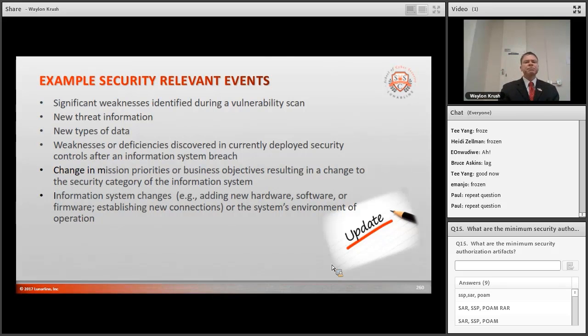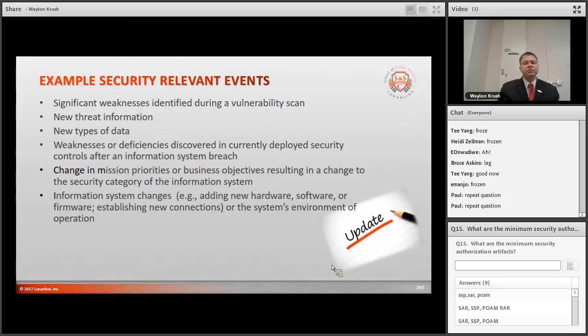Changes in mission priorities, business objectives resulting in change to the security category of the information system. Like I said, this HP printer was doing ARAP spreadsheets, and now it's printing hashed telemetry authentication for a new satellite. It's different. It's still an HP printer. It's got a different mission now, right? You can't look at the controls when it was at a low and expect it to perform at the high without really validating those controls.